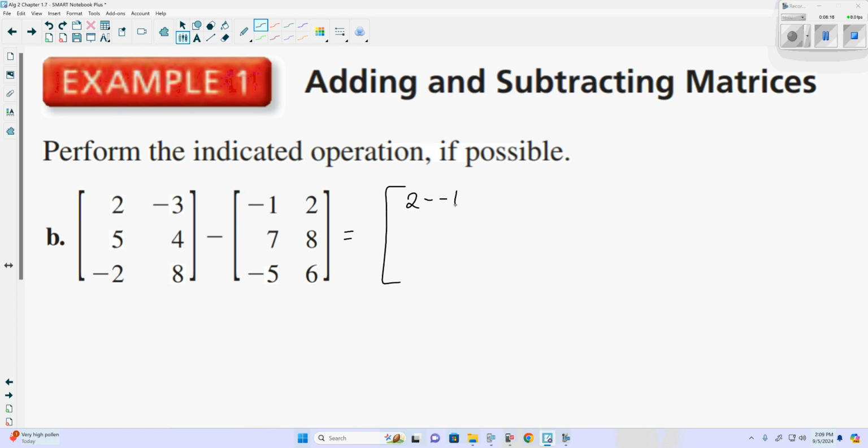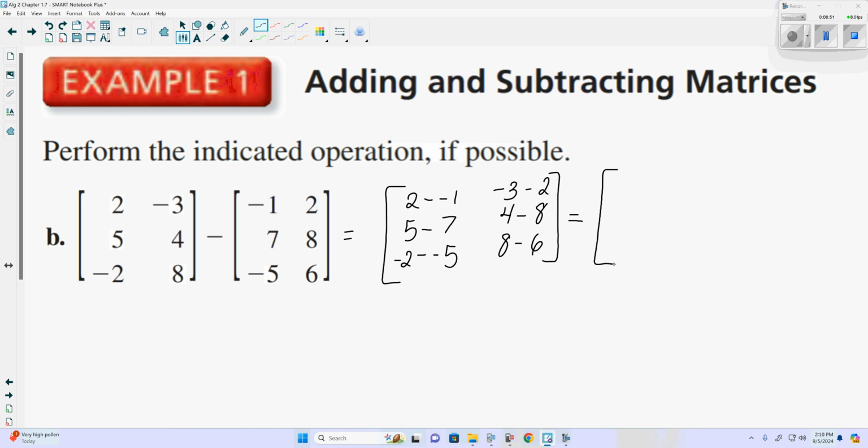We'll do that here in a second. Our next number we have going down is 5 minus, the corresponding number would be 7. And our next one we have is negative 2 minus negative 5. We'll go to the next number, which is our negative 3, and we would subtract from it 2. Our next number would be 4 minus 8, and lastly we would have 8 minus 6.